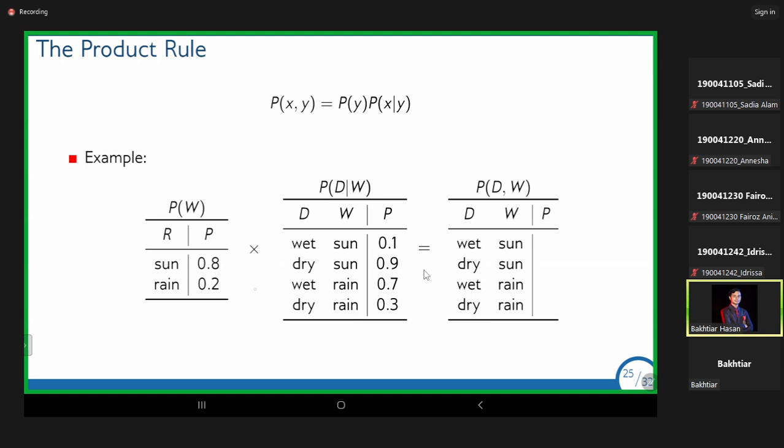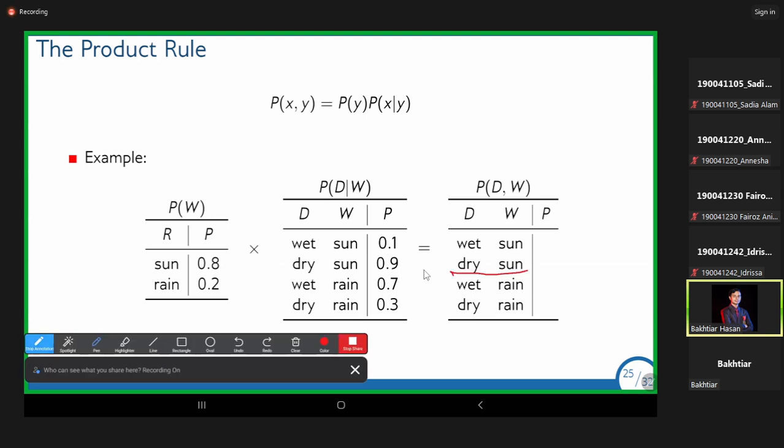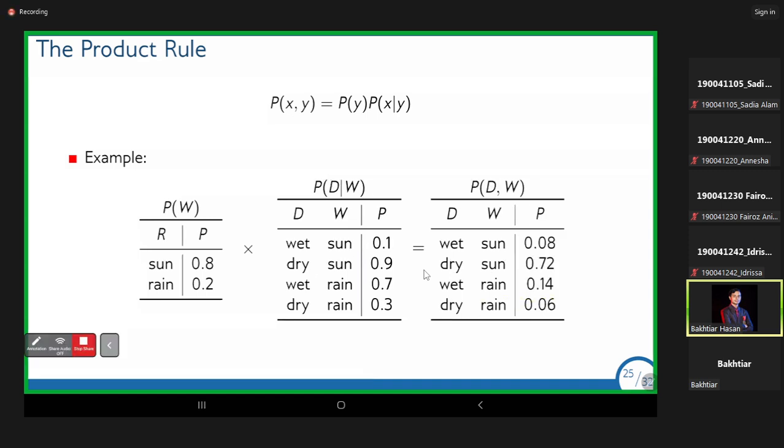Then if we want the probability of dry and sunny, let me mark things. To figure out this one, dry and sunny, what do we need to do? We take the probability of sunny, and dry given sunny, and multiply these two to get, let's say, 0.72. Something like this. And in this way, we can calculate the other values as well. So this is the product rule.